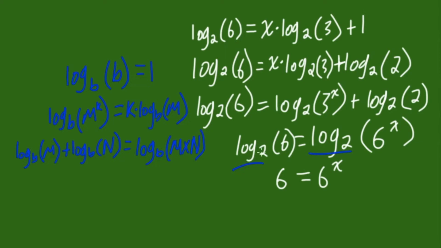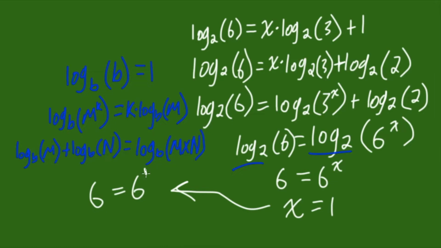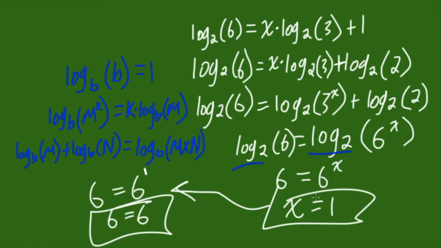And this works because we have log base 2 on both sides, and these are equal to each other, meaning what's in these brackets must be equal to each other, giving us 6 is equal to 6 to the power of x. And remember, we want to find out what x is, and just by looking at this problem, we can see that x is going to be equal to 1, as if we have 6 is equal to 6 to the power of something, what would make this statement true? Well, 6 to the power of 1 would be 6 is equal to 6, and 6 definitely equals 6, making x is equal to 1.